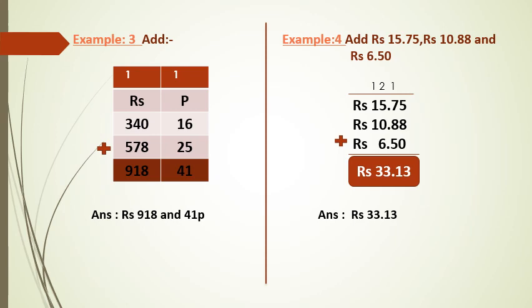So we are going to write 1 over here and another one will be carried to the next column. So in next column we are getting 3 plus 5 plus 1. That is 9. So the answer of this sum is rupees 918 and 41 paise. We can also write it like rupees 918.41. Alright. Now move to the next example.